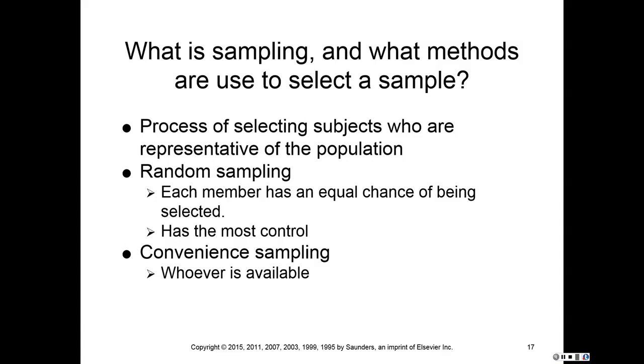What is sampling, and what methods are used to select a sample? It's the process of selecting subjects who are representative of the population. We spoke about that a few minutes ago. Random sampling, each member has an equal chance of being selected, and random sampling has the most control over who is going to be in the study. Now, convenience sampling, they take anyone who is available.